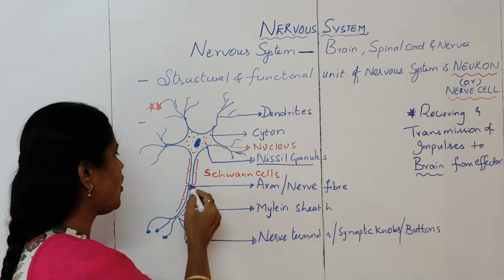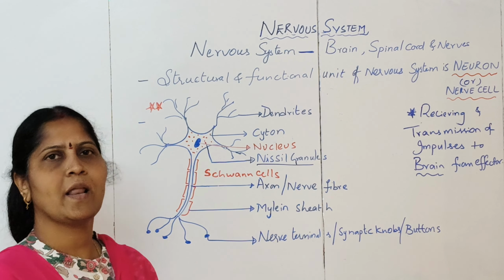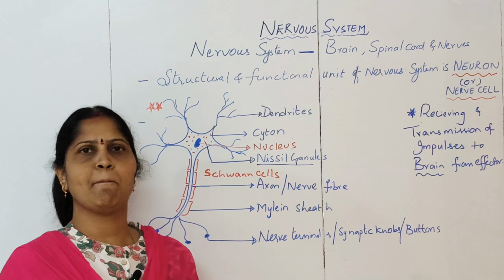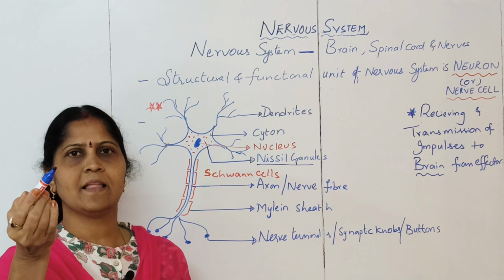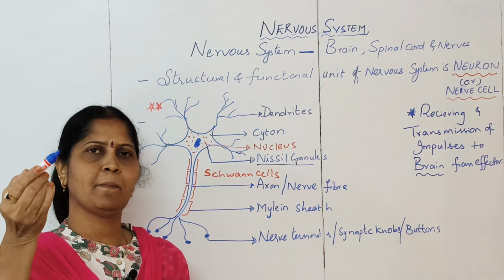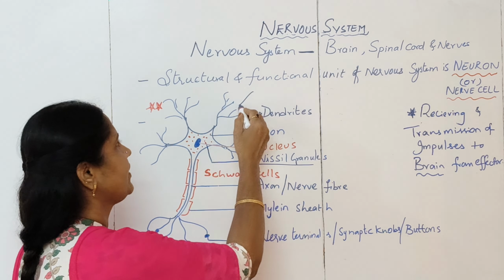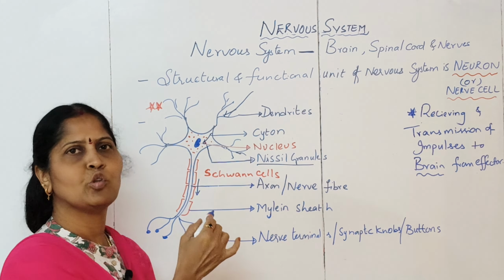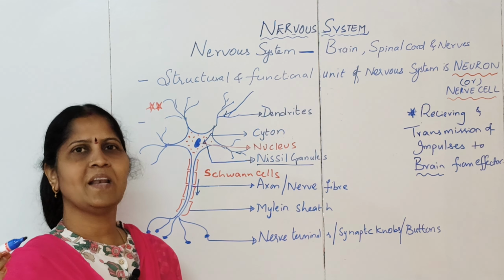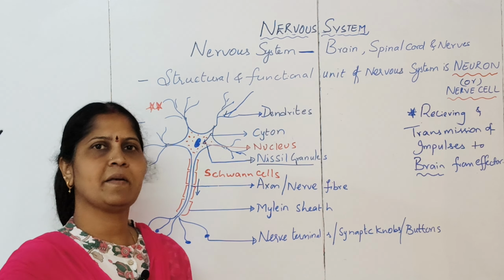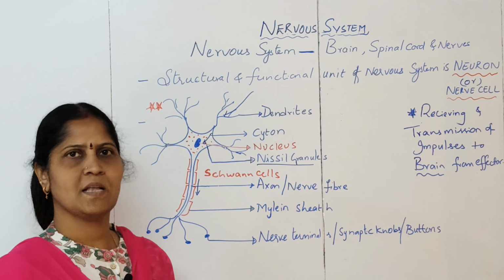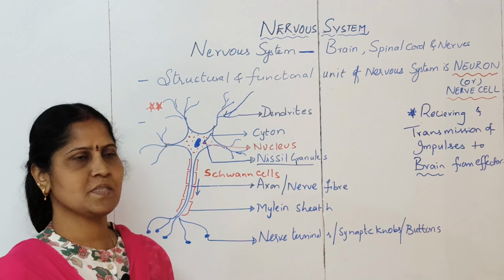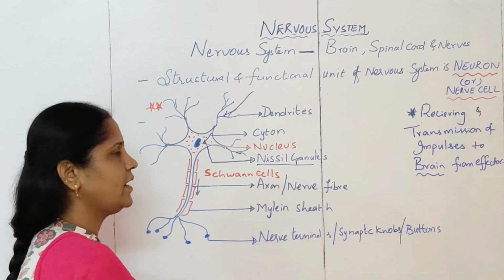And then we have this long structure which is called the axon or nerve fiber. The function of the axon or nerve fiber is to carry the impulse. When the impulse is taken up by the dendrite from here, from there the impulse will be transmitted to the cyton, and then it will be carried through the axon to the nerve terminals. From there it will be transmitted to another nerve cell. So the axon helps in carrying the nerve impulse to another nerve cell. So it is also called the nerve fiber.